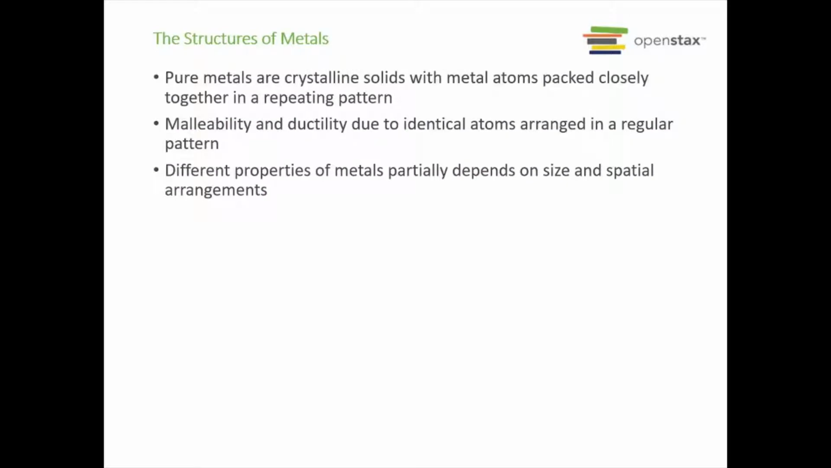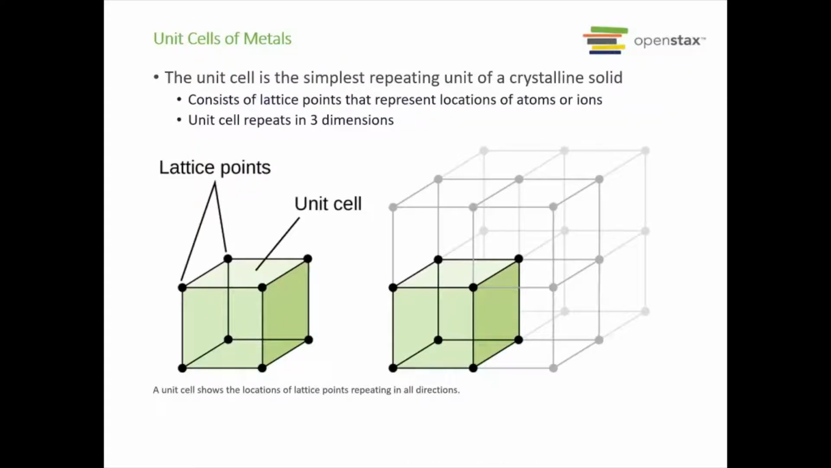So let's talk a little bit about the structures of metals. Pure metals are crystalline solids with metal atoms packed closely together in a repeating pattern. We saw that in the last section. They are malleable and ductile, so this lets them be hammered into sheets, which is malleability, and ductility means we can stretch them into wires. And this is due to the identical atoms being arranged in a regular pattern. And the different properties that all these different metals have partially depends on their size and the spatial arrangements of the atoms.